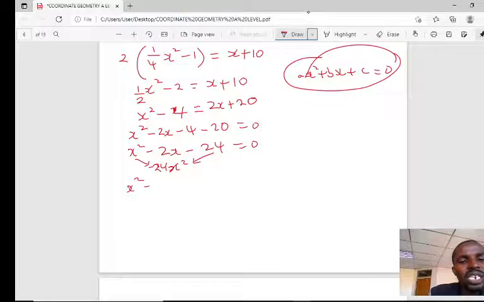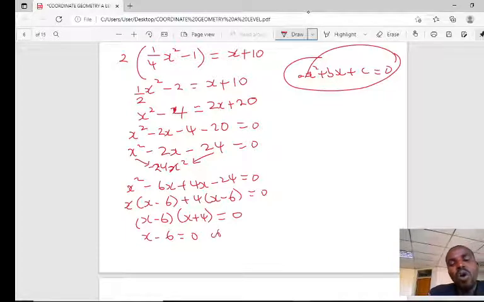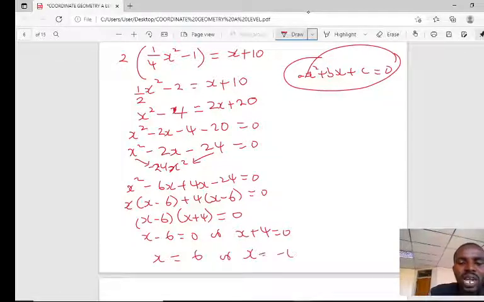So you say x squared minus 6x plus 4x minus 24 is equal to 0. It works. Then you factor out x minus 6 here, plus 4, x minus 6 here, is equal to 0. Then it will be x minus 6 and x plus 4 is equal to 0. Then it's either x minus 6 is equal to 0 or x plus 4 is equal to 0. Then x is equal to 6 or x is equal to minus 4.